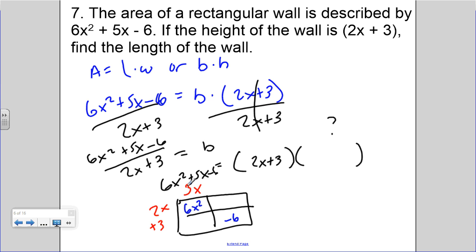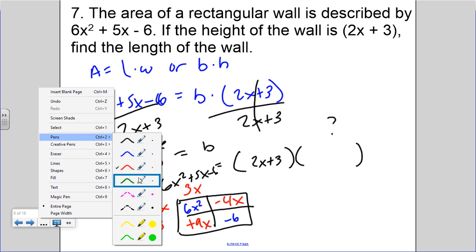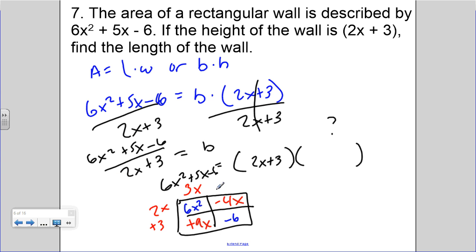then 3x times positive 3 is a positive 9x. Okay. What would this last digit be? So if I have a positive 9x and I end up with a positive 5x, that means I had to take 4 away. So I need this to be a negative 4x. So the only way for that to be a negative 4x is if I multiply by a negative 2.